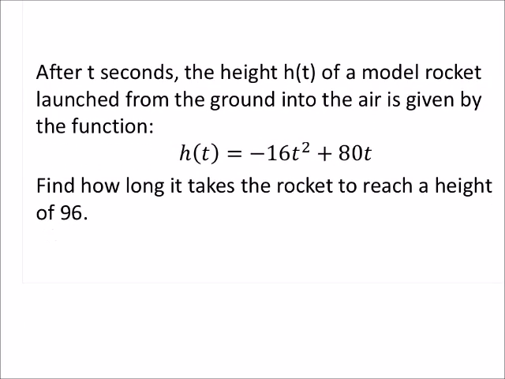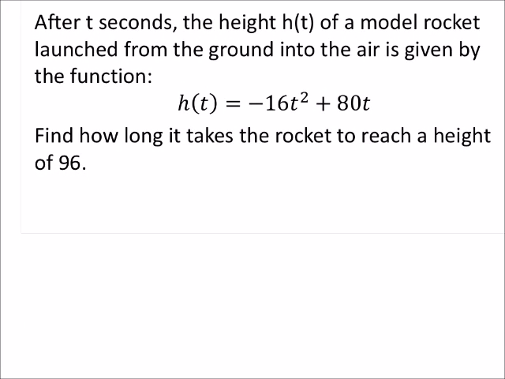So, after t seconds, the height h of t of a model rocket launched from the ground into the air is given by this function. Find how long it takes the rocket to reach a height of 96.